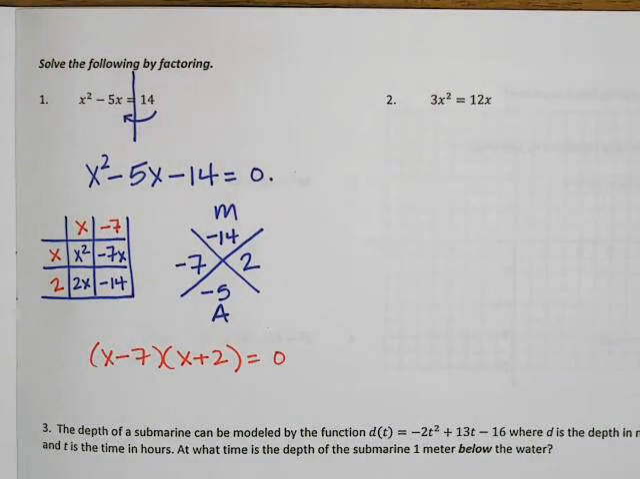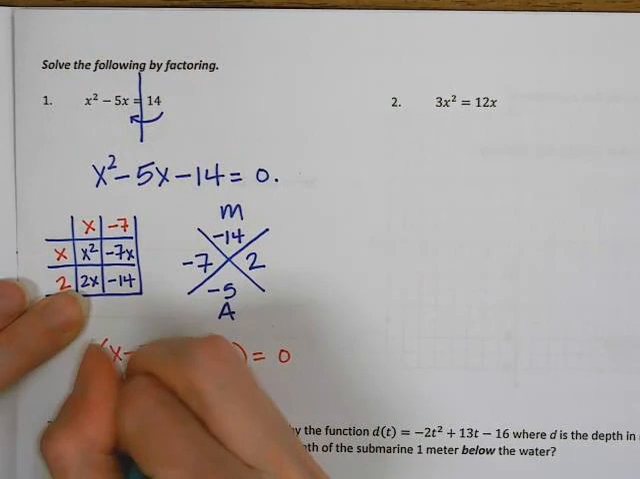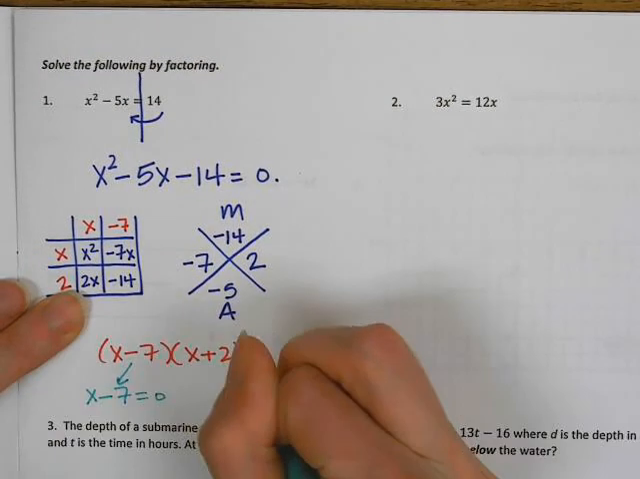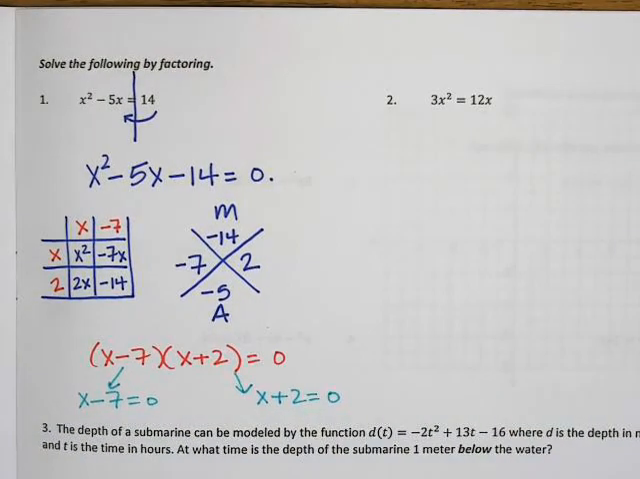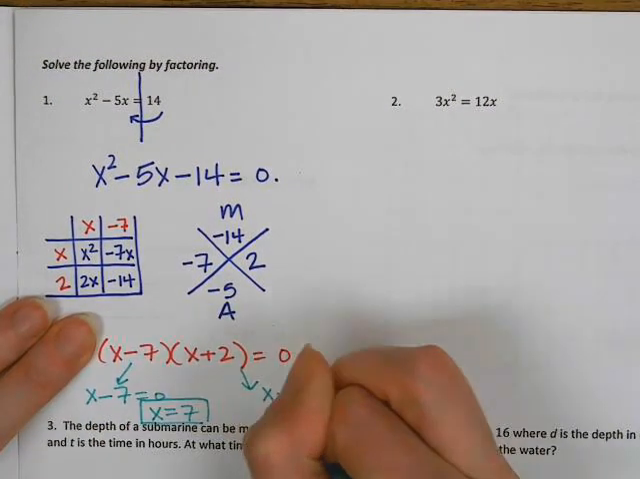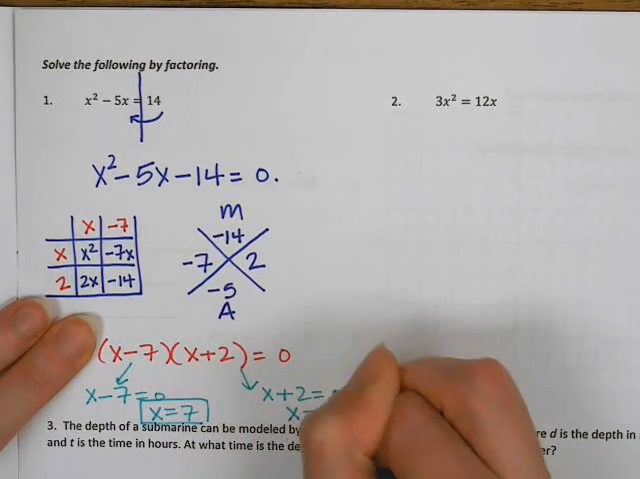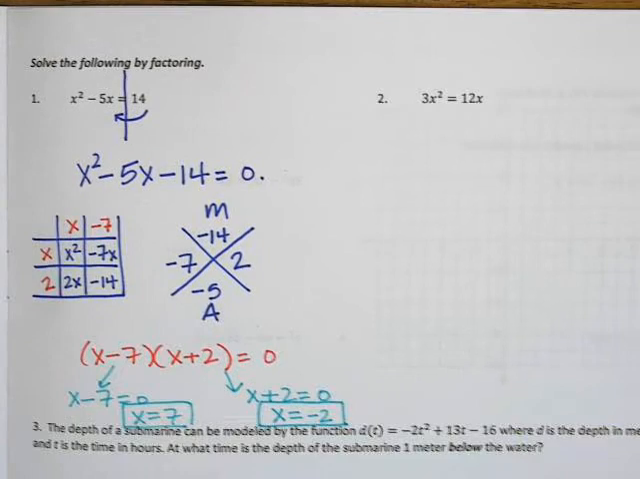And now you guys can use the zero property to solve. So this one means x minus 7 equals 0, and this one means x plus 2 equals 0. So what are your two solutions? If you add the 7 over, we get x is 7. If we subtract the 2 over, we get negative 2. And that's it.